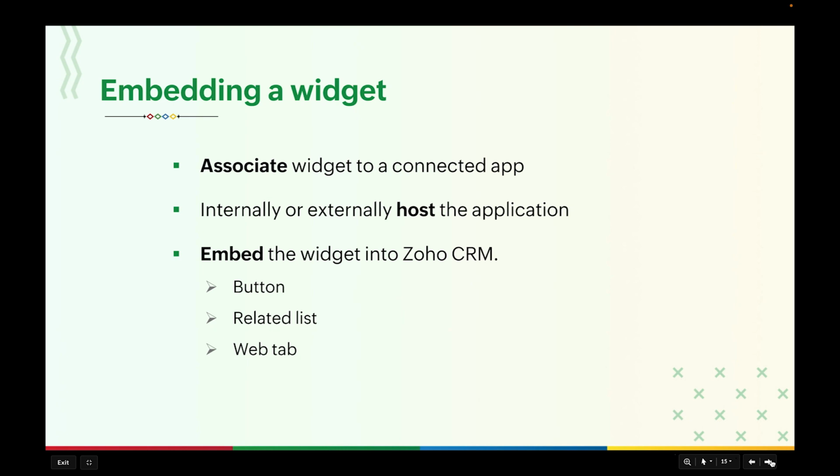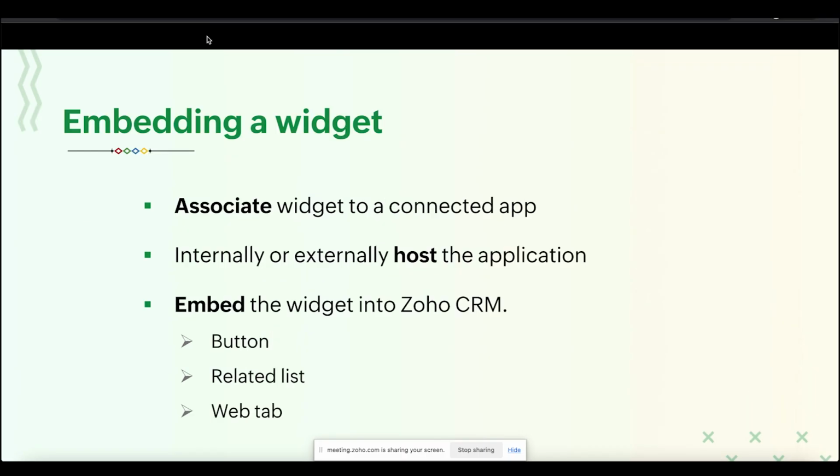There are 3 supported locations where you can embed the associated widget inside your Zoho CRM. The 3 supported locations are: it could be done as a custom button, or as a custom related list, or as a web tab. So now let's explore these sections in detail in the Zoho CRM developer platform. Let me go to my Zoho CRM developer platform.